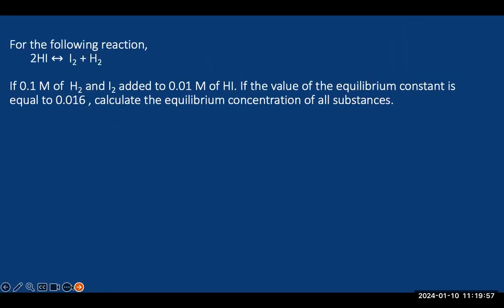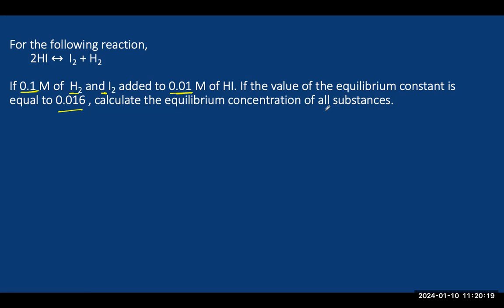Okay, one more example here. We have a different example again, the same thing. We have the same reaction, but we will start with different initial concentrations. The concentration of H2 and I2 will be 0.1. Concentration for HI is 0.01. And again, we have the K value, and we don't have any concentration at equilibrium.